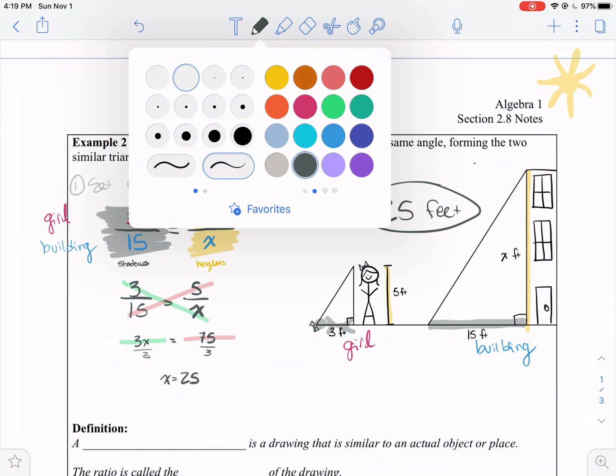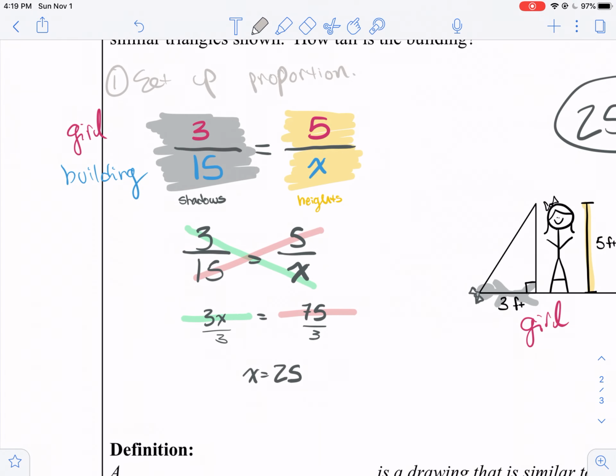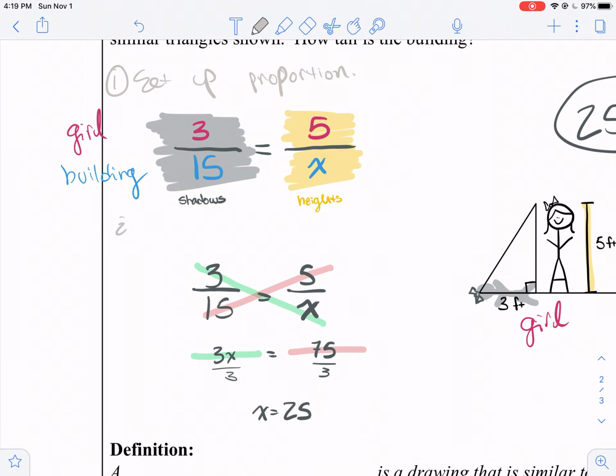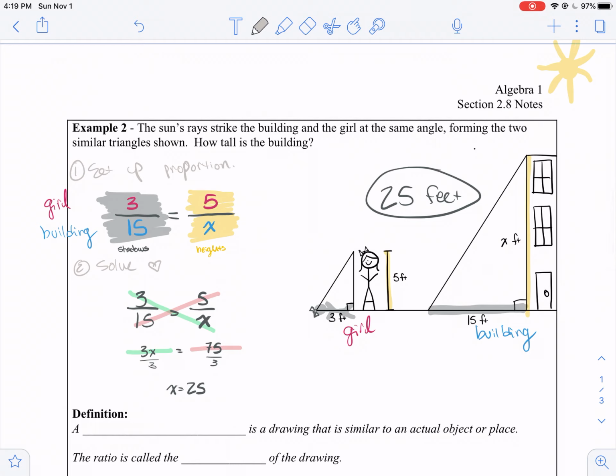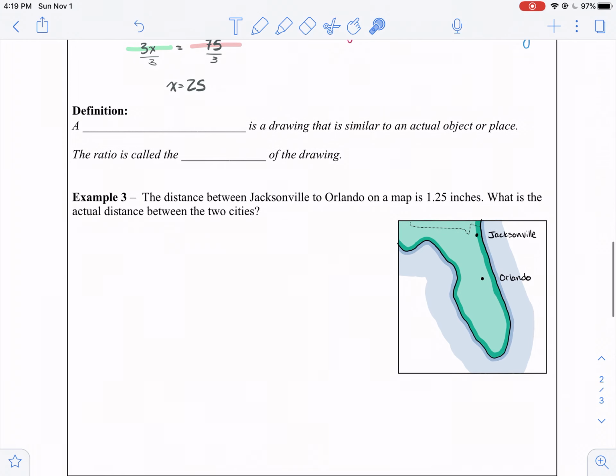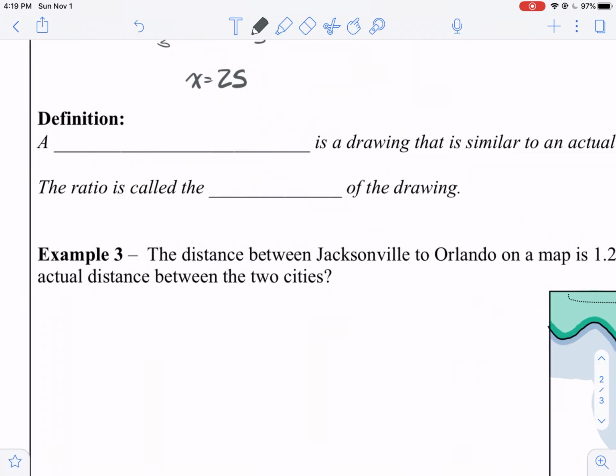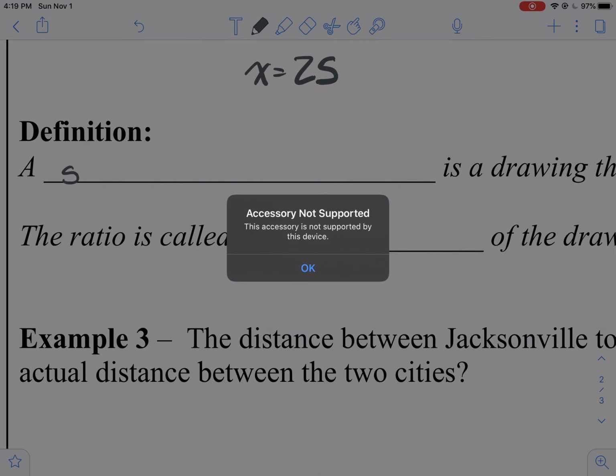So we set up the proportion, and then we solved it. And we love it. Okay, brilliant. Okay, so that's helpful for finding indirect measuring. Indirect was we couldn't measure the building directly, so we set up a proportion to find out what its height was. We do this a lot with scale drawings. We can create scale drawings. We can use scale drawings.